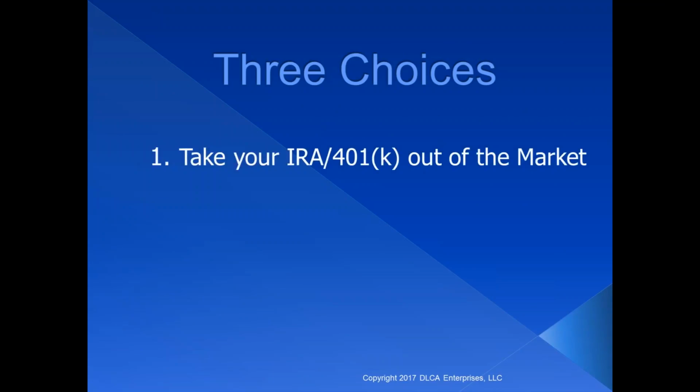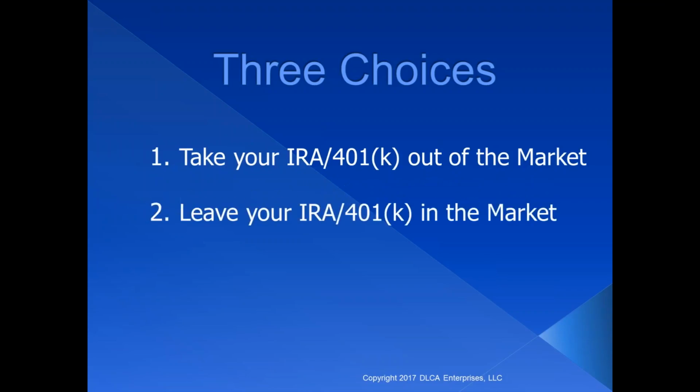You can take your IRA or 401k out of the market. You don't have to worry about what happens when the market drops. You can leave your IRA or 401k in the market, take your chances, and hope you get great gains. But this is what I'm going to recommend: do a combination of both. Leave some of that money in the market to get those hopefully great gains, and take some money out of the market and get it safe, kind of like that fixed account at 3% or hopefully higher.